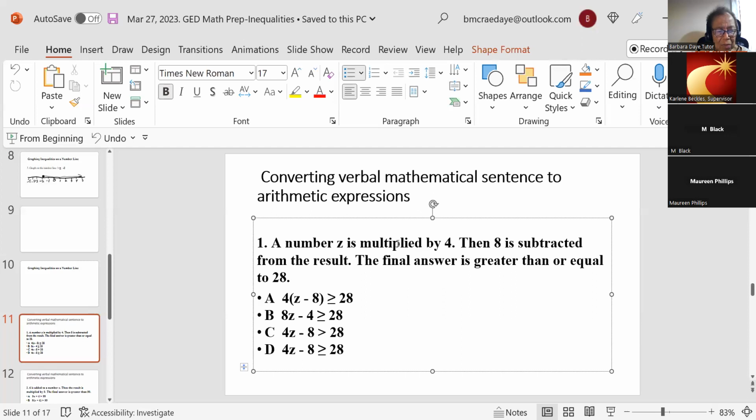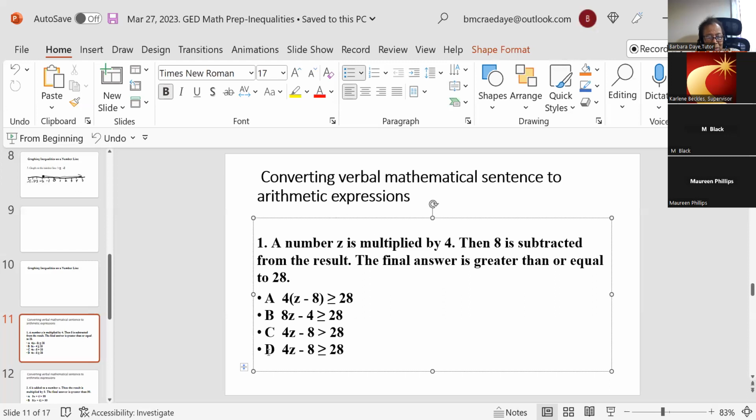I would say 4 times... it would be 4 times 8. Where are you getting an 8 from? No, no, no. A number Z, that's the variable, is multiplied by 4. That would just be 4Z. Oh, multiplication, yeah, right? Yeah, 4Z. I was thinking beyond that. Yeah, it's just 4Z, side by side multiplication.